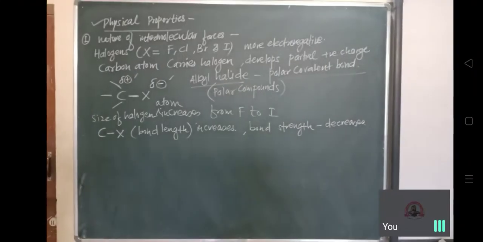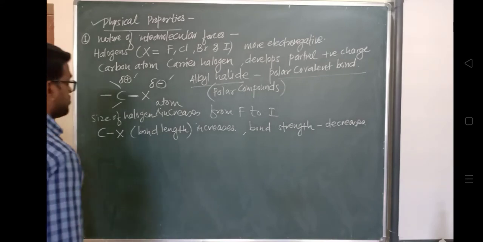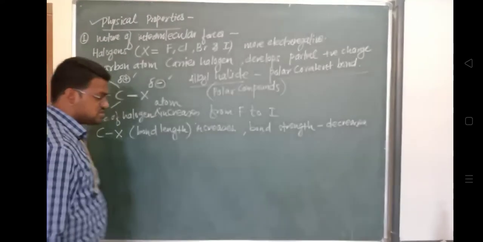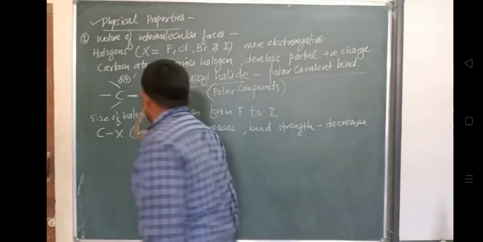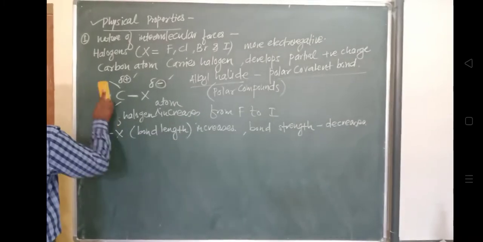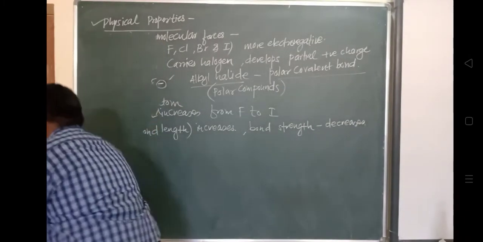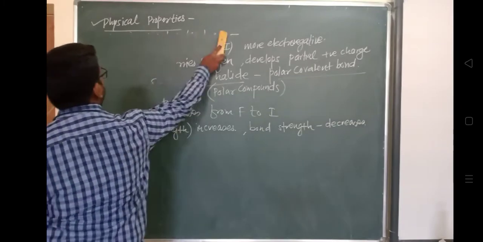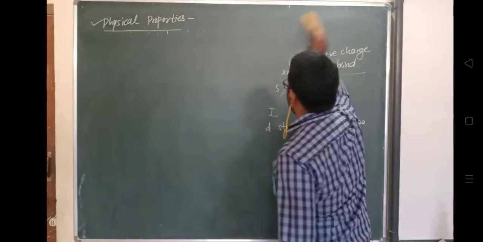So now we will discuss the further part. Okay, so this is the first property, that is the nature of intermolecular forces. As the bond length increases, the intermolecular forces will definitely decrease, causing the bond strength to decrease. Second physical property is the boiling point. So we'll see what happens to the boiling point for alkyl halides.